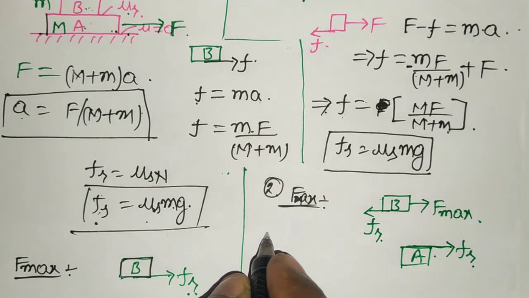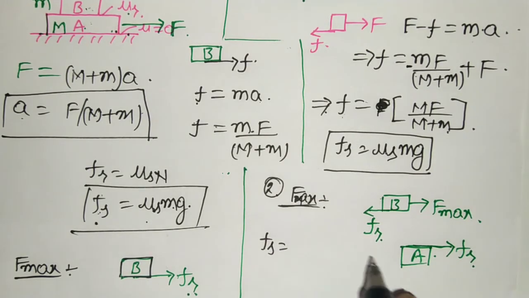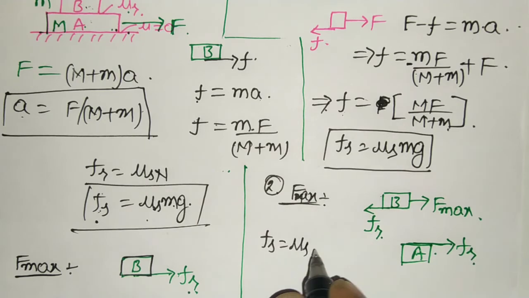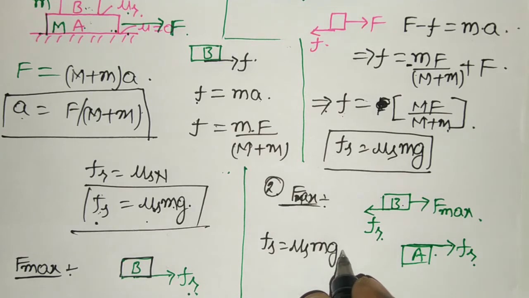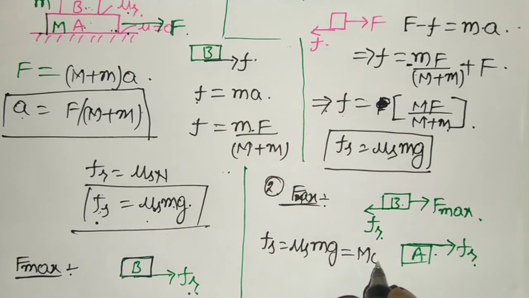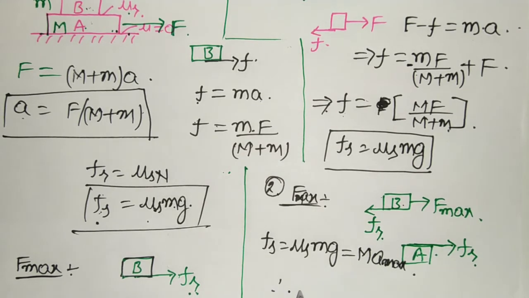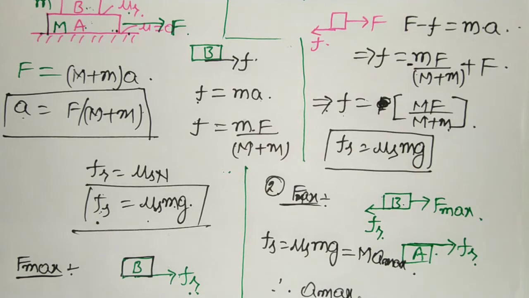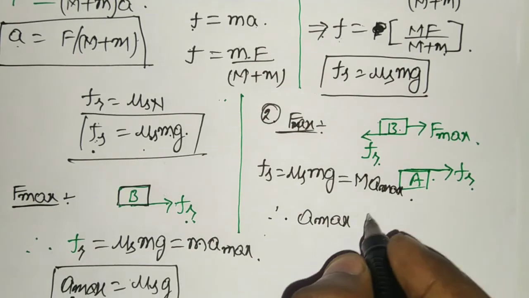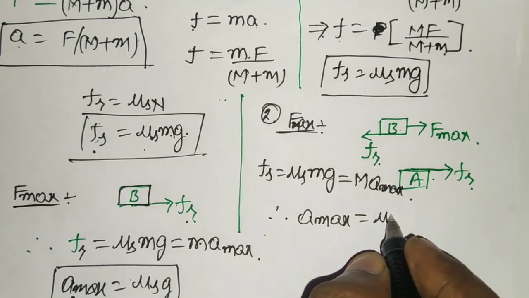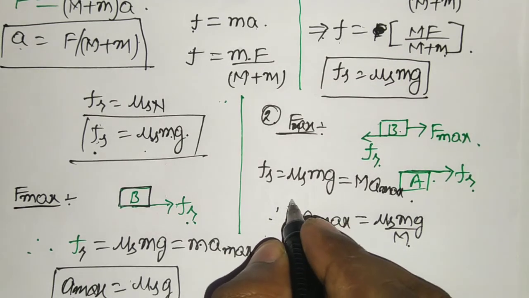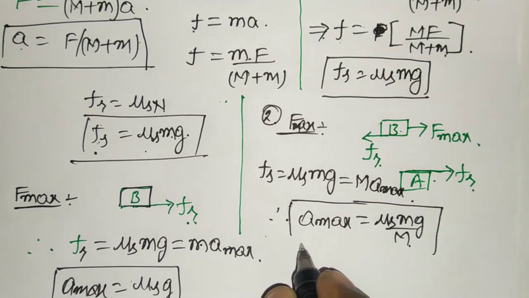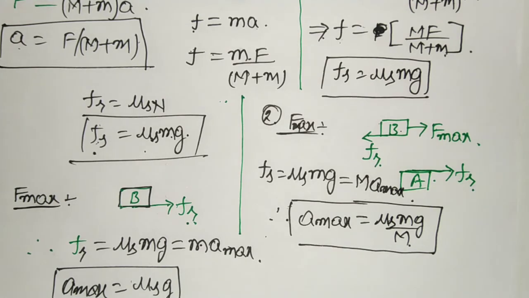Through this, what can I write? Fs is equal to what? Mu S into the normal reaction between these two, which is small m into g, which is causing the motion of A, because of which I can write capital M into A max. Therefore, the maximum acceleration of the system, A max, is equal to mu S into small m into g divided by capital M. This is the maximum acceleration that can be imparted to the system such that both the blocks move together.